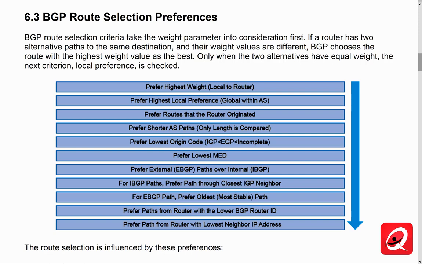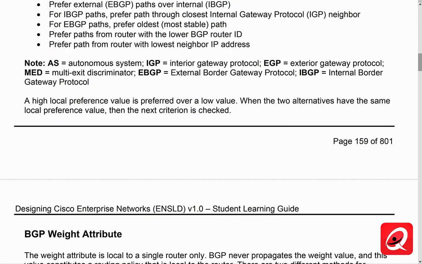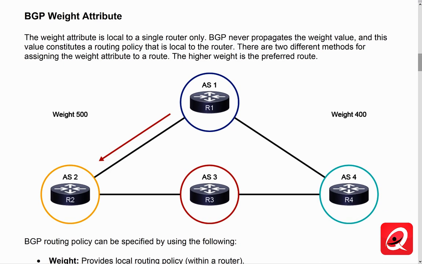And then we'll move down to the rest of those attributes that I just mentioned. The weight attribute itself, let me scroll down here. Some terms here, some acronyms. AS is Autonomous System. IGP is Interior Gateway Protocol. EGP, Exterior Gateway Protocol. That's not a generic term, by the way. IGP is more of a generic term. EGP, in this case, is actually referring to the protocol called EGP. Multi-exit discriminator, external BGP, internal BGP, and so on. Those acronyms we were already familiar with.